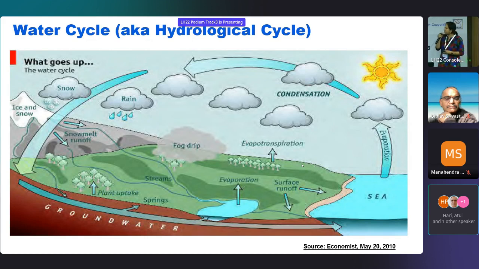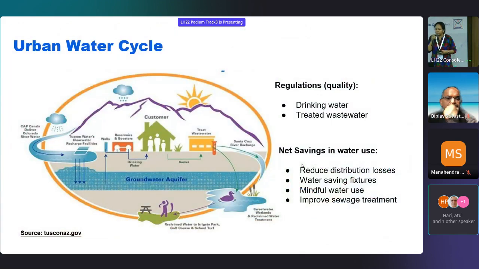This is the part of the water cycle which we generally refer to as the hydrological cycle, which is the natural part of the water cycle, and that is something that more or less we are quite familiar with. The other cycle that we very often look at is the urban water cycle, which mainly looks at water consumption.